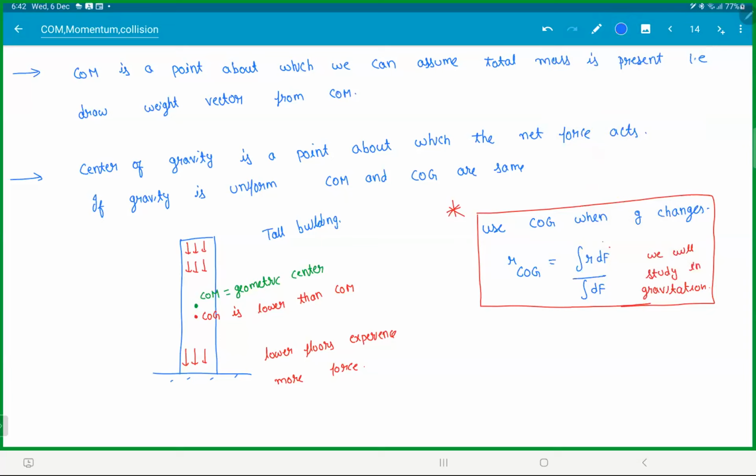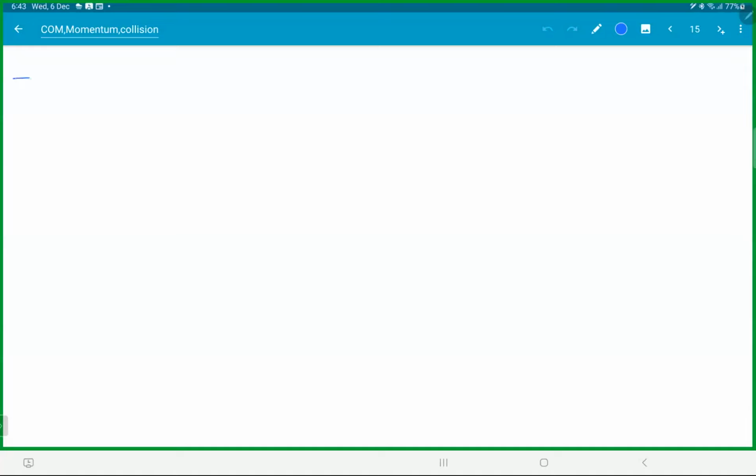Next thing. There need not be mass at the center of mass, and the center of mass need not be on the body. We keep saying all the mass is located there, all the mass is located there. There need not be mass only.